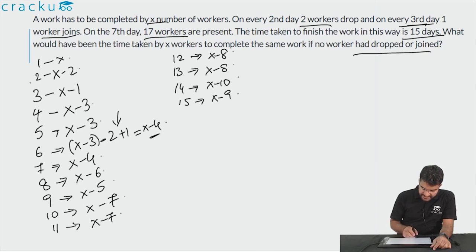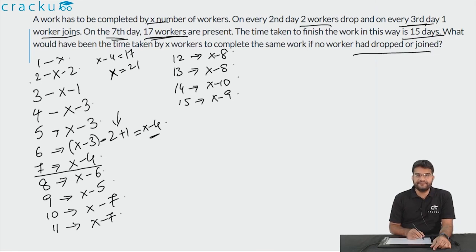Now what we are told is that on the 7th day, there are 17 workers present. On the 7th day, it is X minus 4. So this would mean that X minus 4 is equal to 17, or X is equal to 21. So there were 21 workers initially, and on the 7th day, there will be 17 who are remaining.